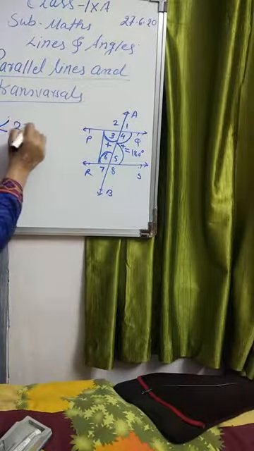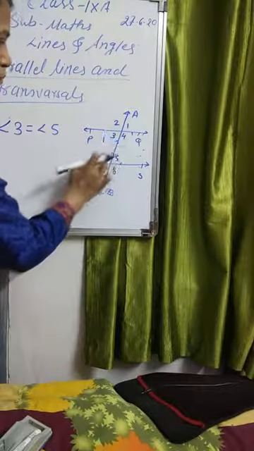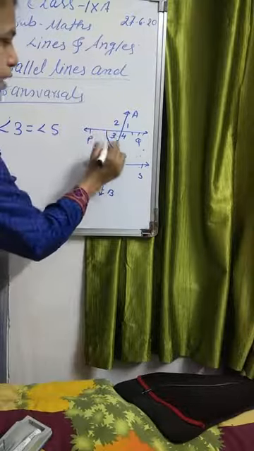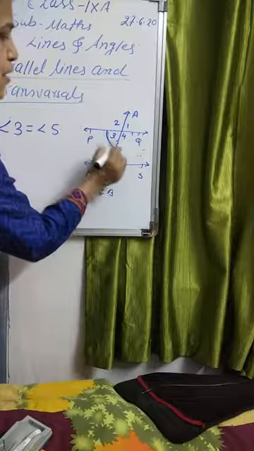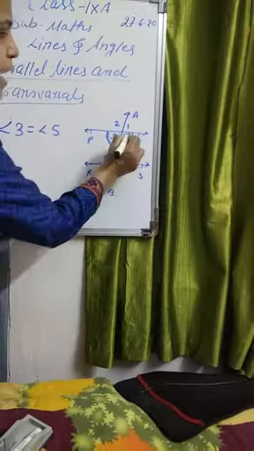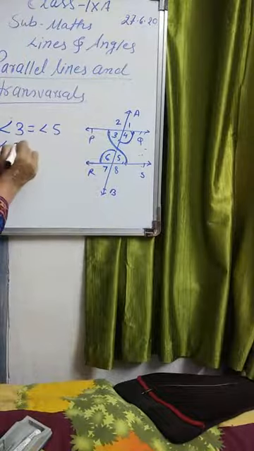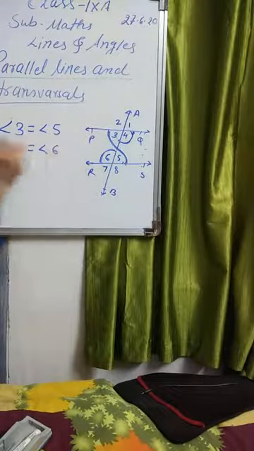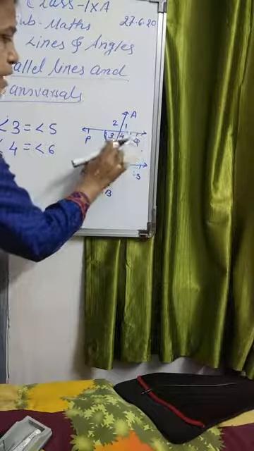Angle 3 is equal to angle 5. These two angles are always equal because they are alternate interior angles, and similarly angle 4 and angle 6 are equal. These two angles are equal. Is it clear? Now see another angles.